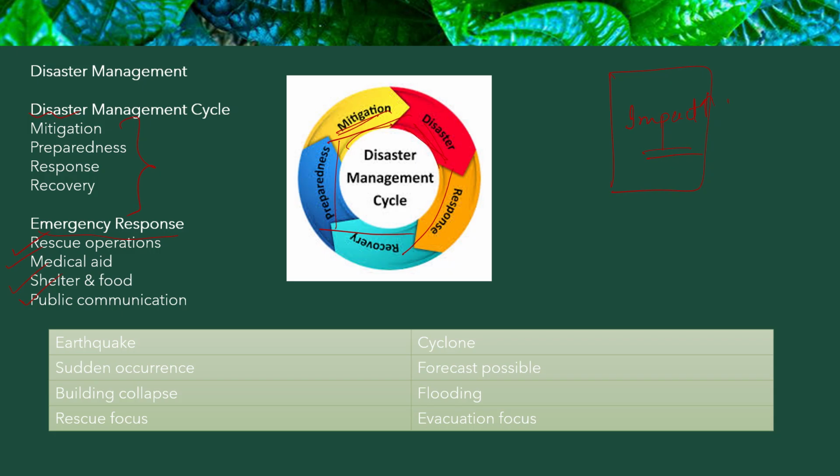Now, this is a question where we have to differentiate between an earthquake and a cyclone. In case of an earthquake, it has a sudden occurrence, whereas in a cyclone a forecast is possible. In earthquakes, buildings collapse; flooding happens in cyclones. Rescue is the focus in earthquakes, while evacuation is the focus in cyclones. The last point is very important.